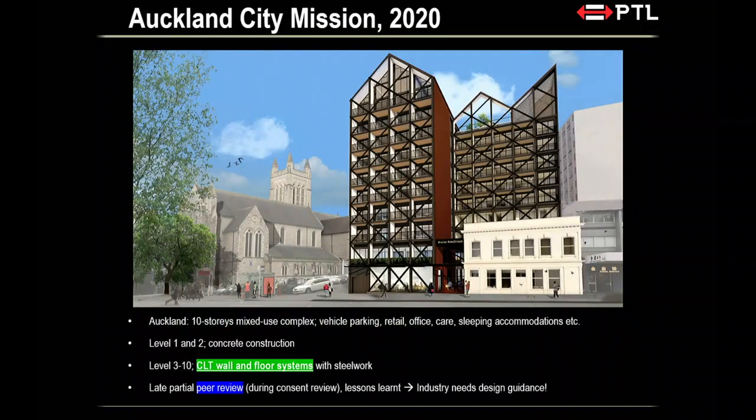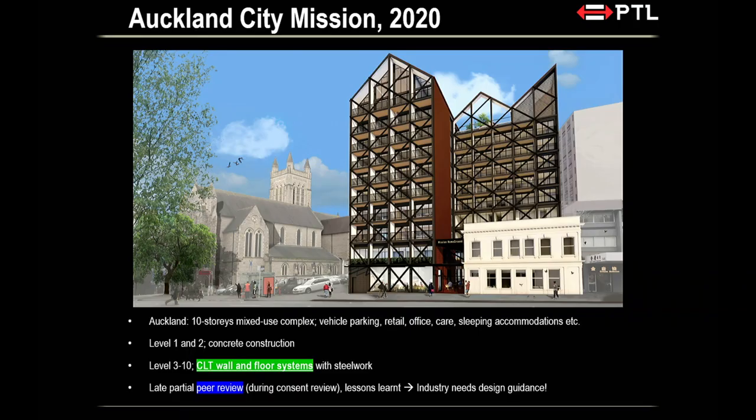All right, so our journey, PTL's journey on this mass timber fire safety aspect, probably started with the Auckland City Mission project. This is in 2020. If you look at all the guidance that has been provided, it is in 2023 and 2024. So at this particular point in time, nobody knew a thing about what to do here.